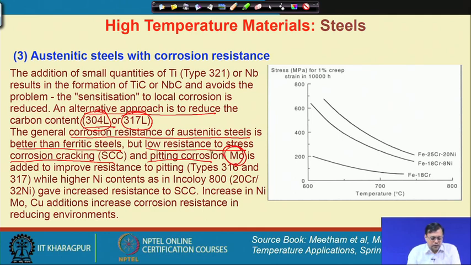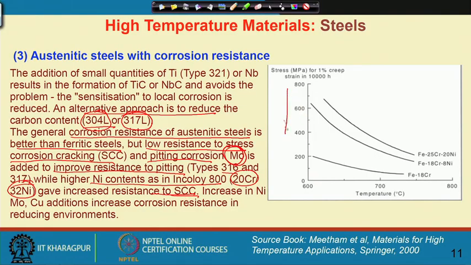so that we add it to improve the resistance to pitting, like 316 or 317 type, or higher nickel content like Incoloy 800 with, let us say, 20 chromium and 32 nickel. So, higher nickel and higher chromium is desired in order to avoid this stress corrosion cracking, and that is why you see those composition ranges and why they have been selected.